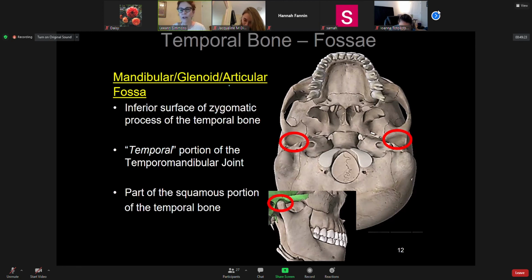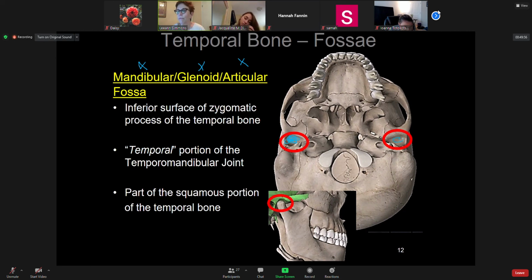Another important fossa is the mandibular, the glenoid, or articular fossa. All three are separate names used. We usually call it the mandibular fossa, but you will see it called the glenoid fossa or the articular fossa. Any one of the three is correct. All right, so that is this depression in the bone under here. Any of those three names would correctly name this fossa.